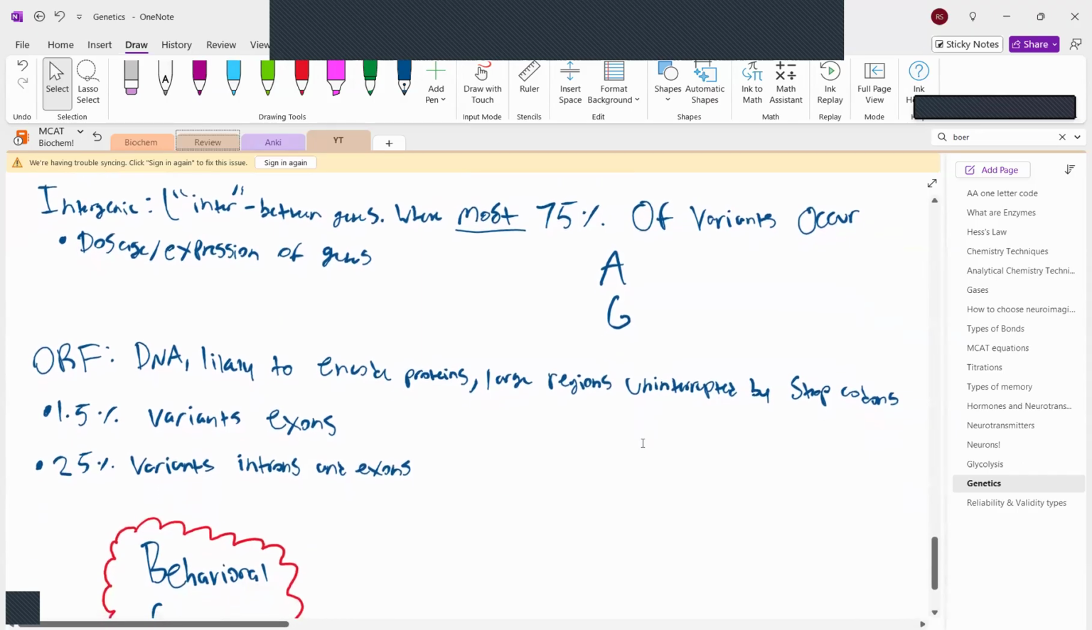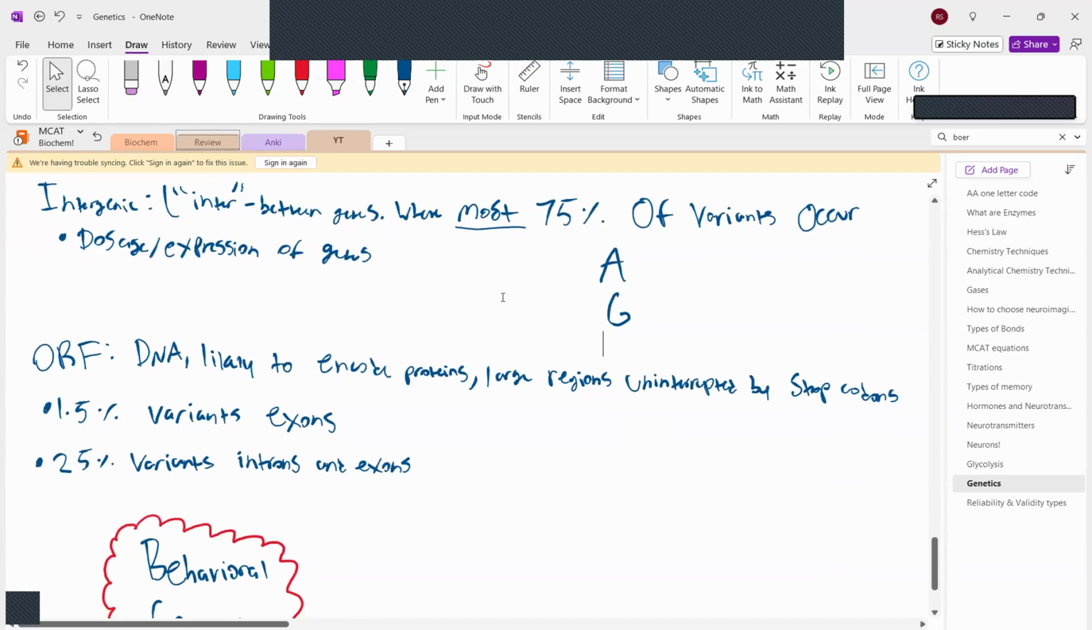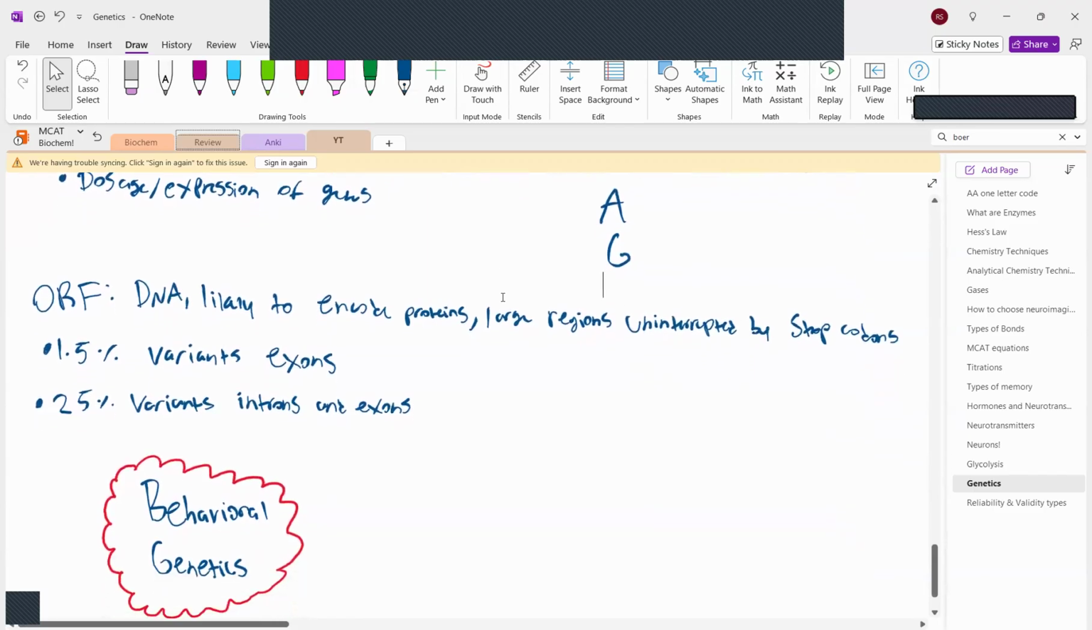And then exons are 1.5% of all DNA. I don't know why I said variants, but 75% of your DNA is intergenic, and 1.5% of your DNA is exons, 25% are introns and exons.